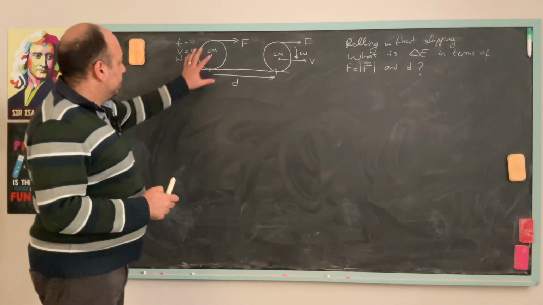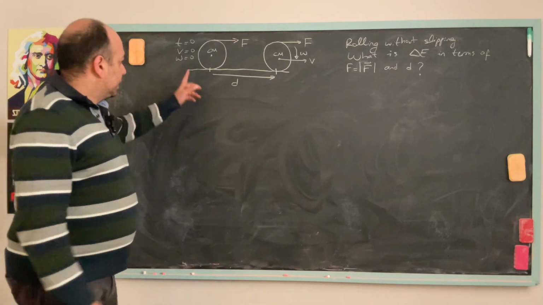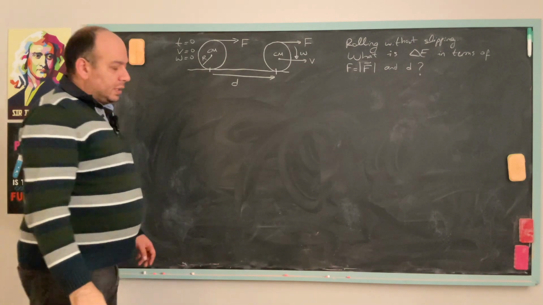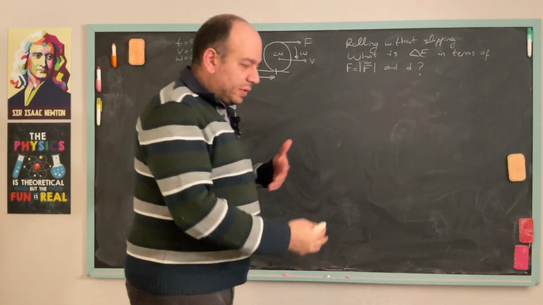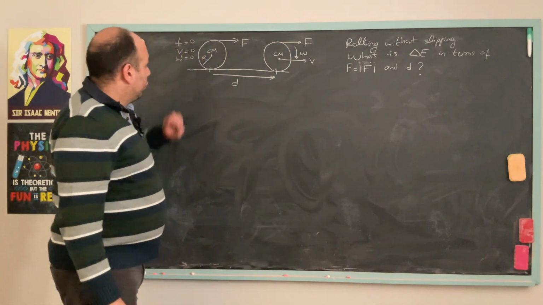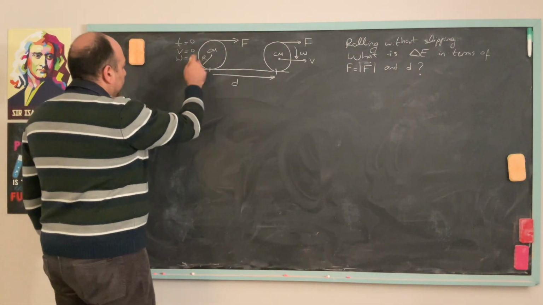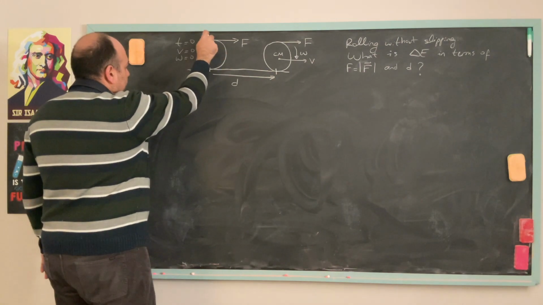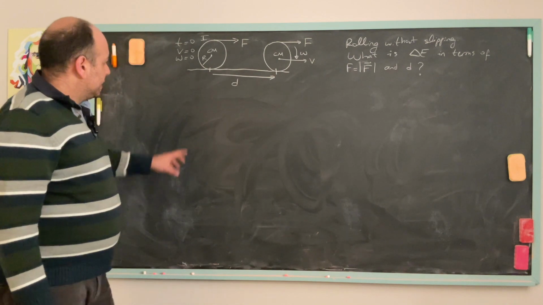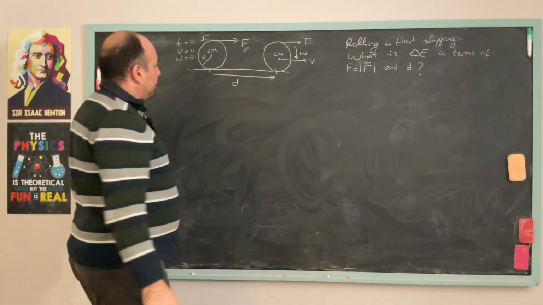Initially we have a system which is at rest. It has a cross-sectional area with radius r. I don't know what it is. It may be a sphere, it may be a disc, a hoop. I don't care what it is. But it has a moment of inertia with respect to the center of mass. Let's call it I.